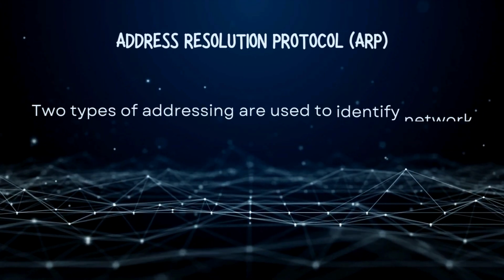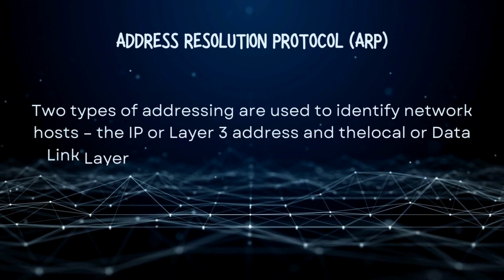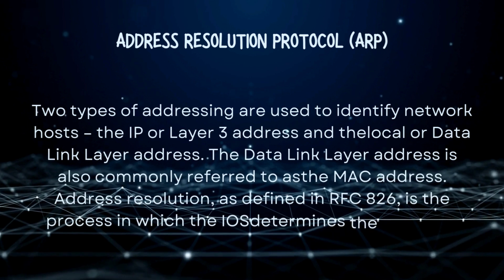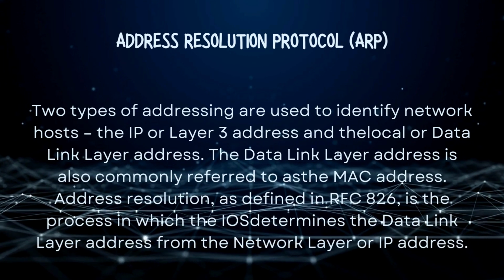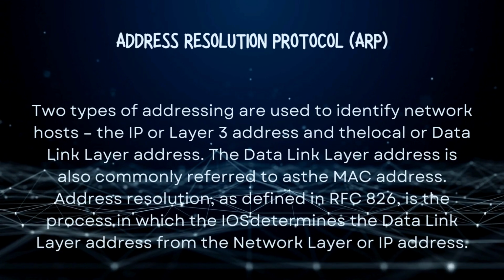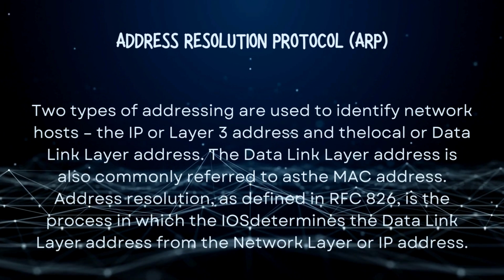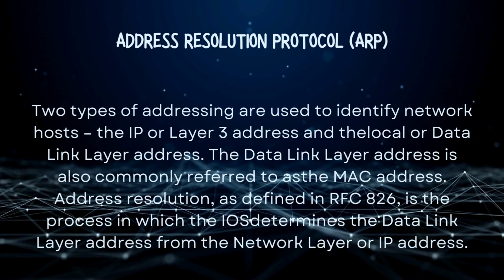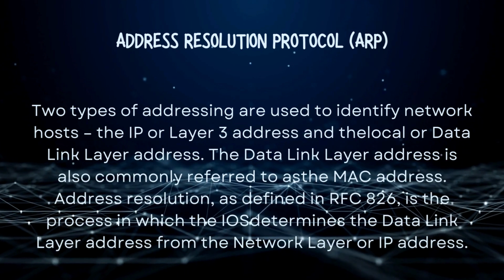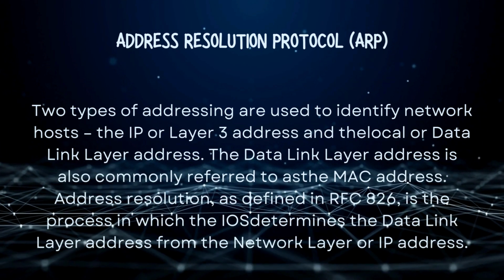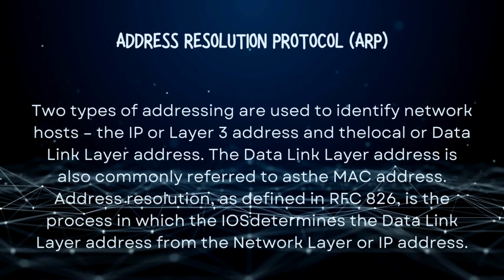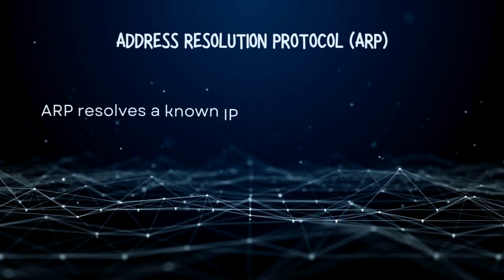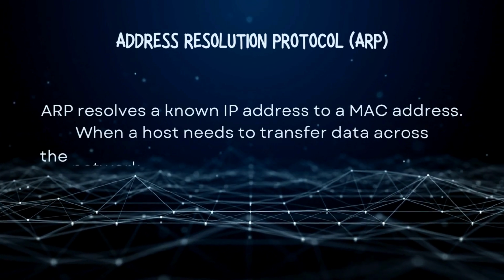Address Resolution Protocol, ARP. Two types of addressing are used to identify network hosts, the IP or Layer 3 address and the local or data link layer address. The data link layer address is also commonly referred to as the MAC address. Address resolution, as defined in RFC 826, is the process in which the IOS determines the data link layer address from the network layer or IP address.